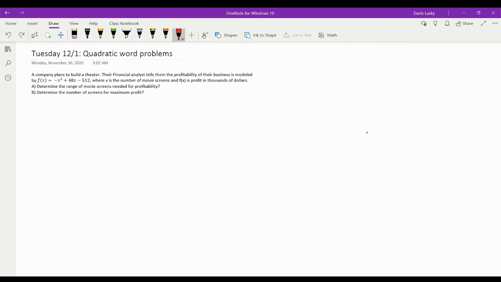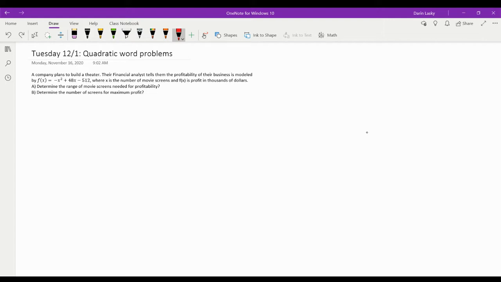So you guys will be approached with stuff like this, where they give you an idea that a company builds a theater, or somebody throws a baseball, or a rocket is launched. There'll be some sort of idea where it's a parabola when we look at the actual algebra problem that we're dealing with.